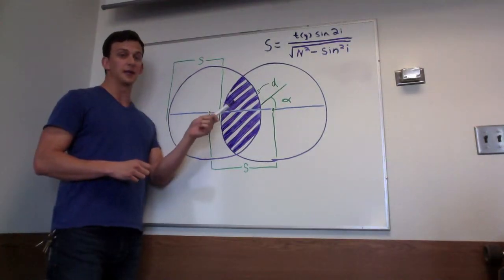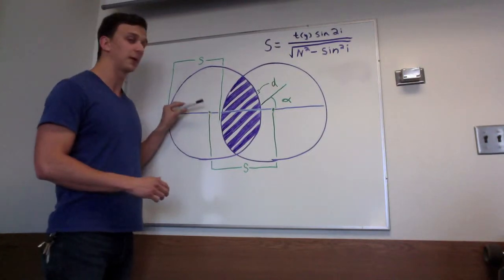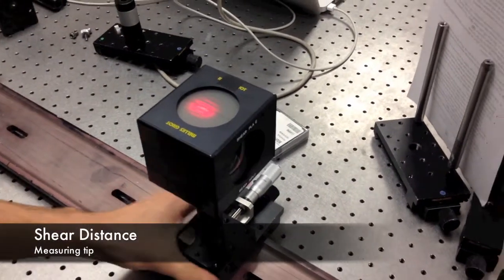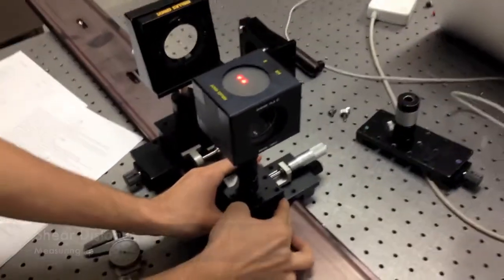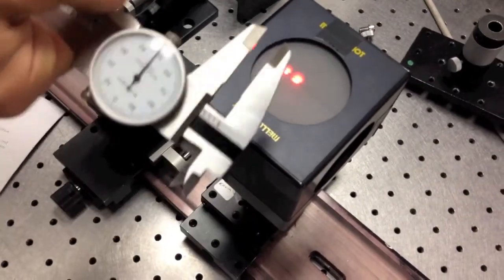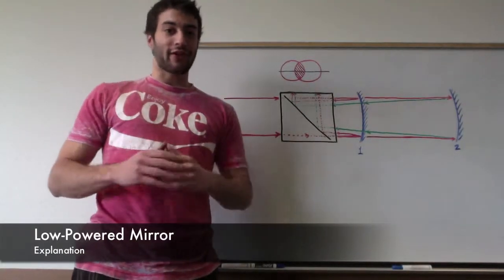Our parameter D is the fringe spacing. Our parameter alpha is our angular deviation off of this reference line in the middle here. Now, to measure the shear distance of our shear plate, we defocus it slightly so that we're able to get these two spots for the beams. Then we use a vernier caliper to measure the distance between the two centers of the beams to get our shear distance.